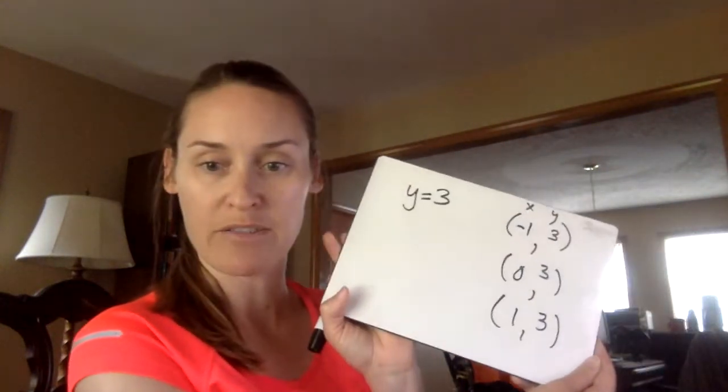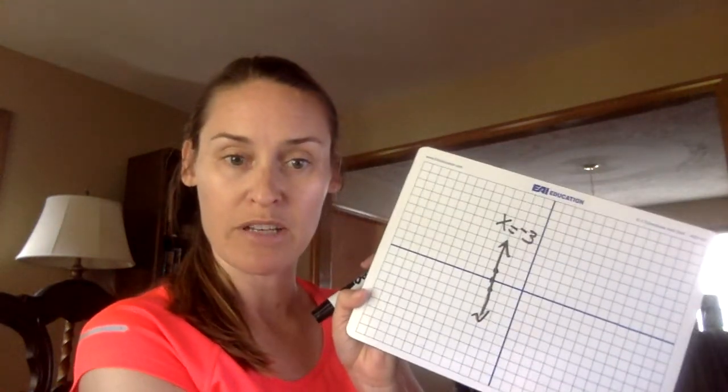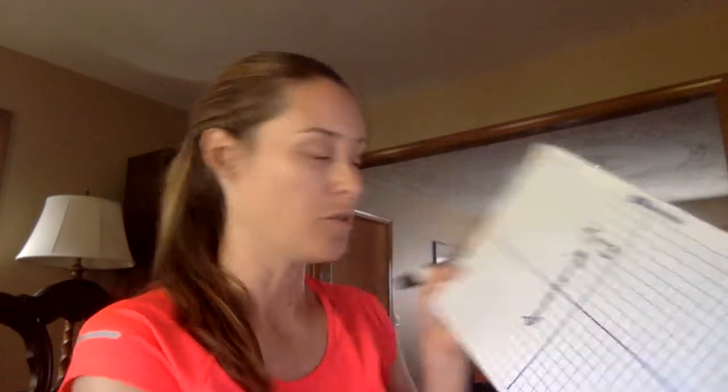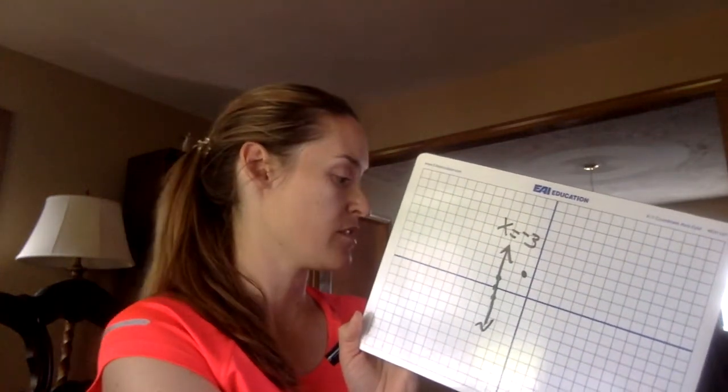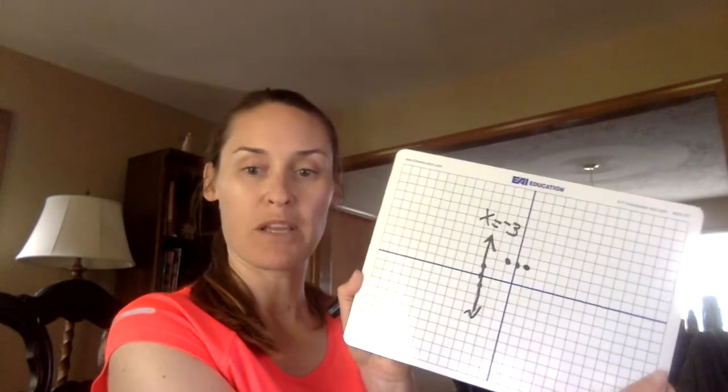So I just made up x values to graph. And then on my grid, where I left the other equation on there just to show, I'm going to go negative 1 and up 3. There's my first point. 0, comma 3 means I'm going to stay at the origin and then go up 3. Looks like that. And then my last one is 1, 3, so I'm going to go over 1 and up 3. So there are my 3 points, and you can see that horizontal line starting to form. So this one is y equals 3.